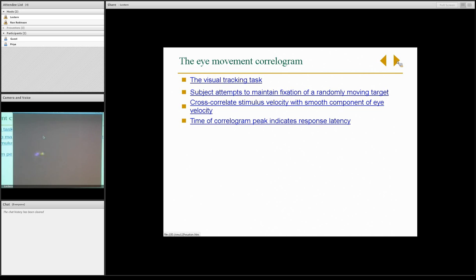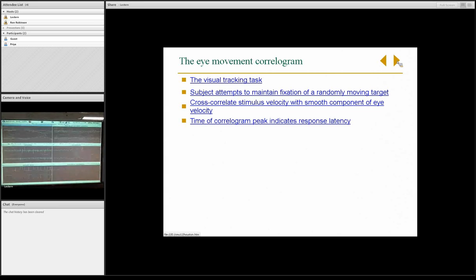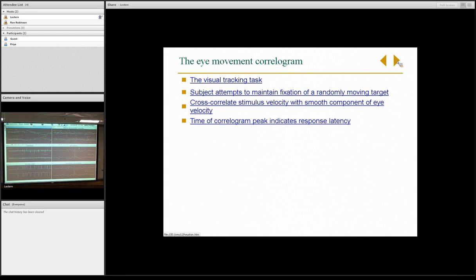So one thing we'd like to do that we're not too far along at is to have a detailed model of how this task is done that would be able to characterize those individual differences. So now we're going to see a demo of how we actually do the analysis. At the upper left, we have the raw data. The green is the position of the target, and these are horizontal and vertical traces.